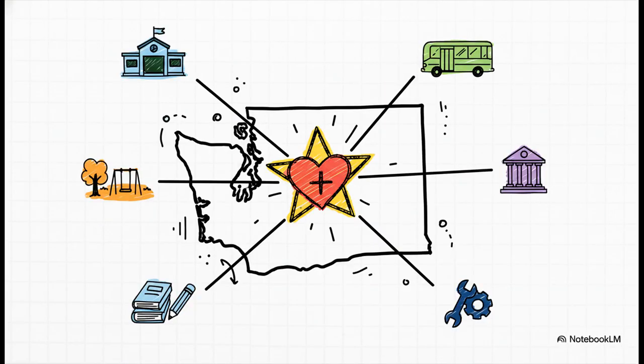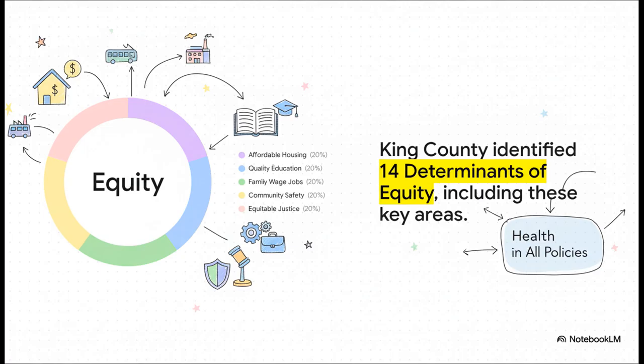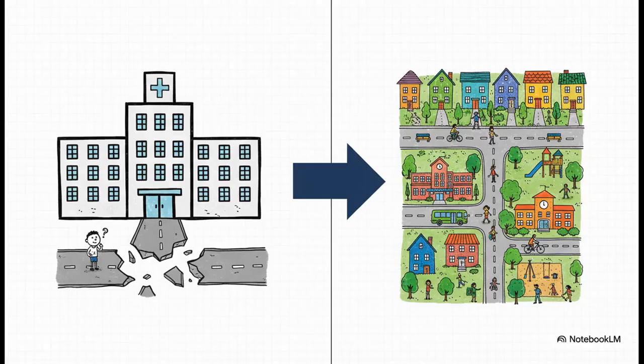The work gets even more specific when you get down to the local level. In King County, Washington, that's where Seattle is, leaders saw these huge inequities in everything from school enrollment to how long people lived. They decided to make equity a core mission of the entire county government. And how'd they do it? They identified 14 determinants of equity. And just look at the things on this list. We're not just talking about healthcare. We're talking about affordable housing, jobs that pay a living wage, community safety, and a fair justice system. They basically declared that all of these are essential health issues, and now every part of their county government is responsible for making progress.